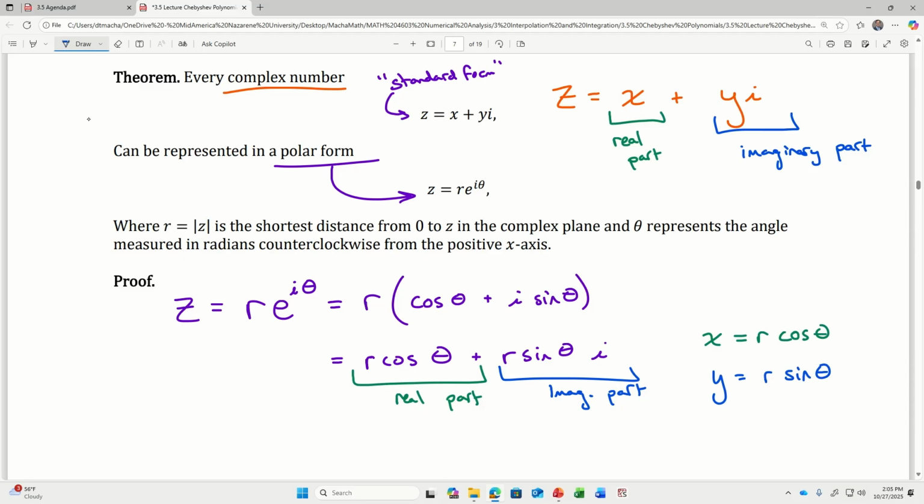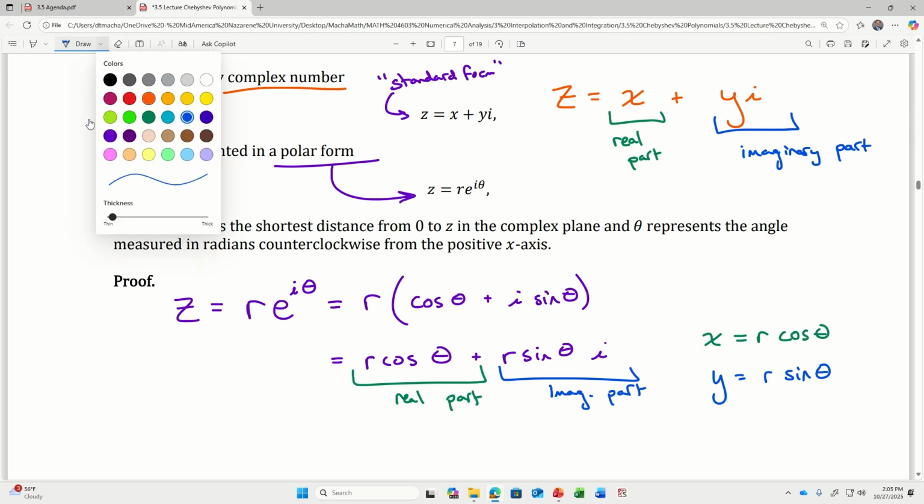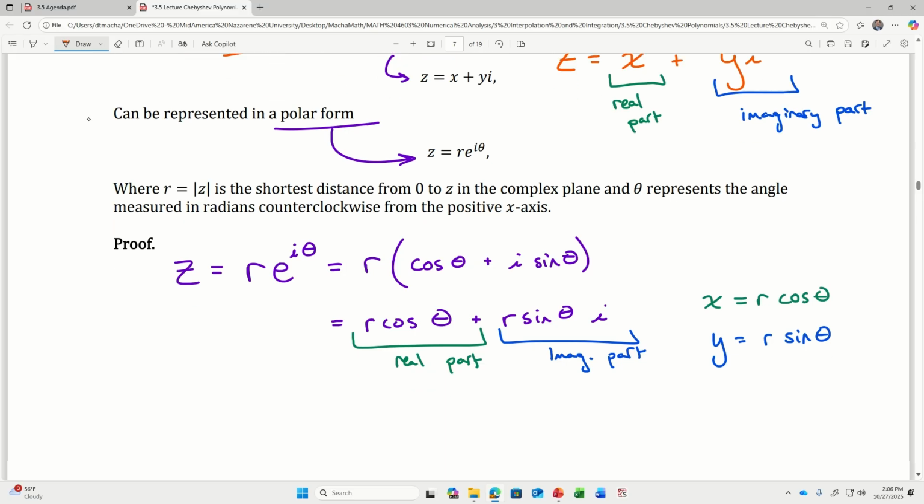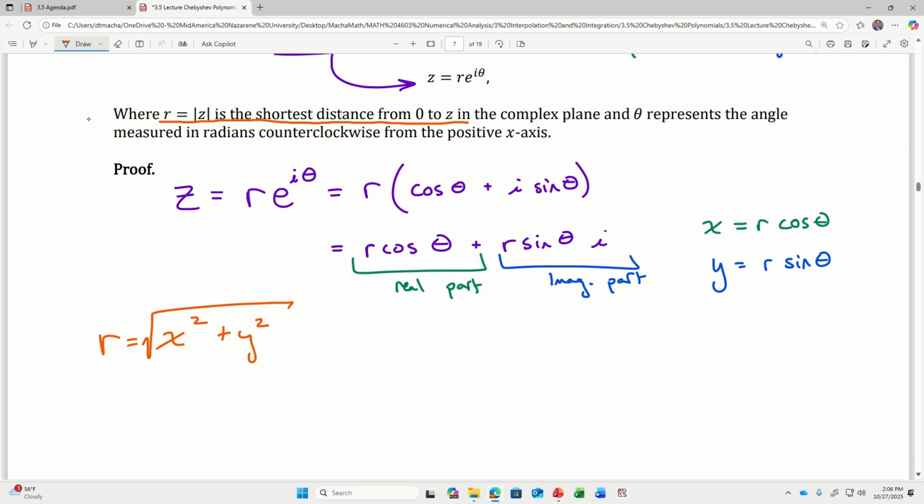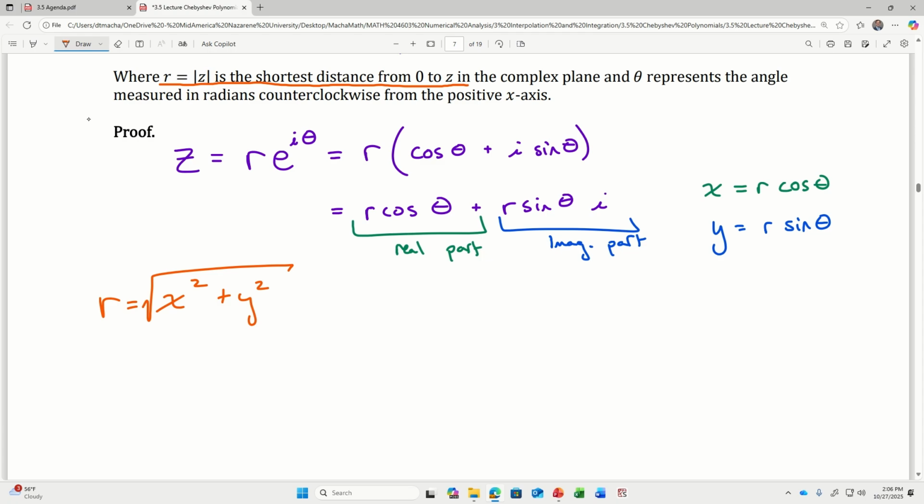Which should remind you of polar coordinates. And if I want to convert from standard form to polar form, then this r is going to be equal to the square root of x squared plus y squared, because this r is going to be the distance from 0 to z in the complex plane. R is also the absolute value of a complex number.